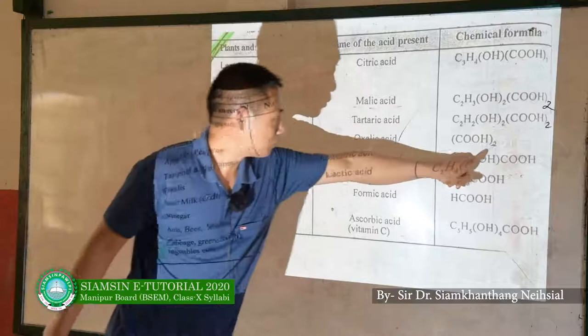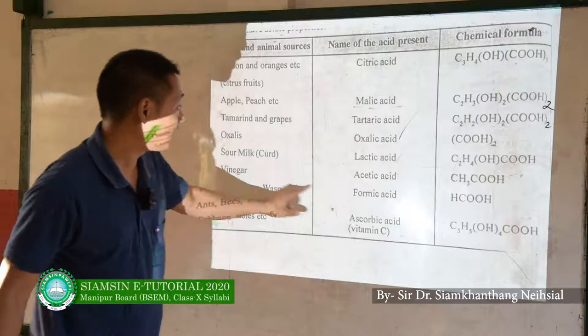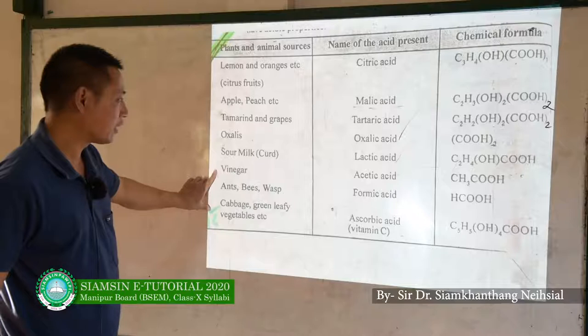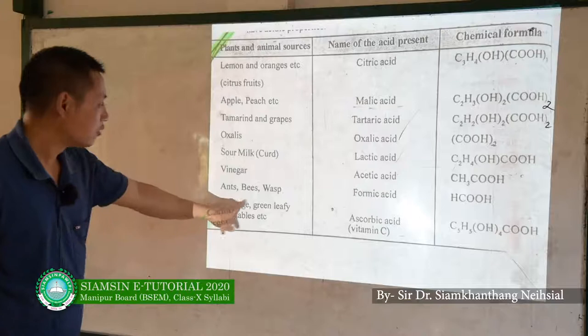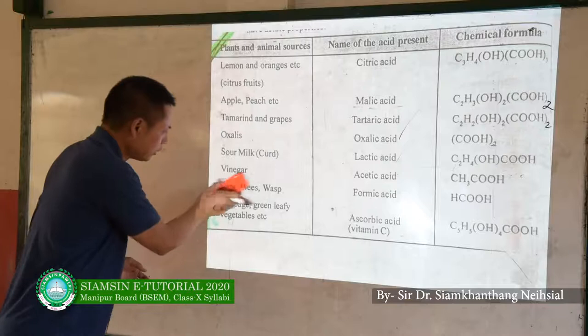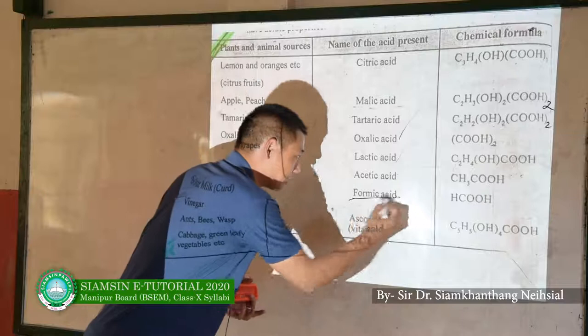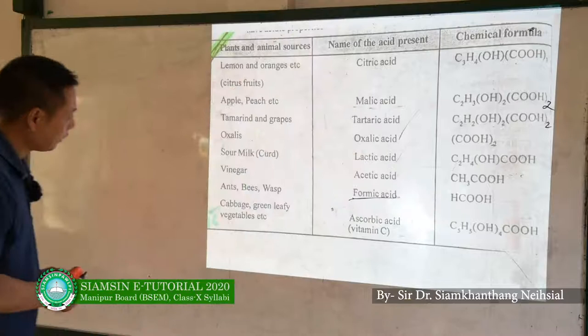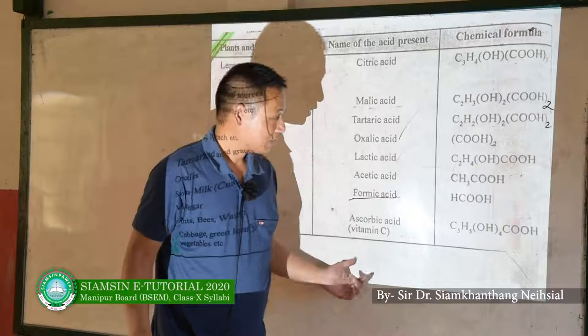Oxalic acid. Sour milk and curd contain lactic acid. Vinegar contains acetic acid. Ants, bees and wasps have formic acid, which is why their sting hurts. Green leafy vegetables contain ascorbic acid, vitamin C, with its formula.